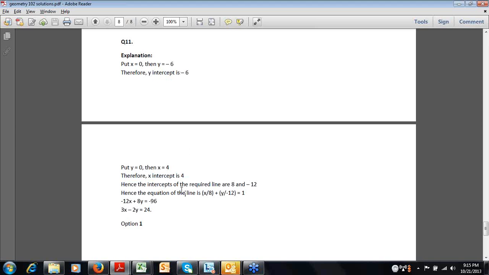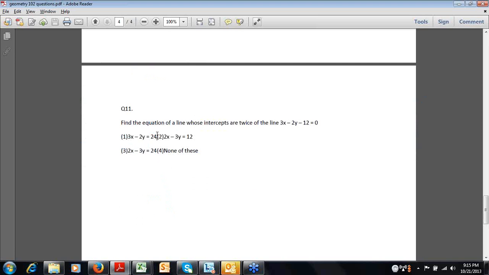Now what is it saying? The intercept of the required line is double of what the original is. So intercept is 8 and minus 12. And now put that value in x by a plus y by b is equal to 1. You know the equation of a line where intercepts are a and b. So we are putting that value of intercept a and b here. So we are getting this equation. Now divide the whole equation by 4. You are getting 3x minus 2y is equal to 24. So 3x minus 2y is equal to 24. We have option 1. So we'll go ahead and mark option 1.